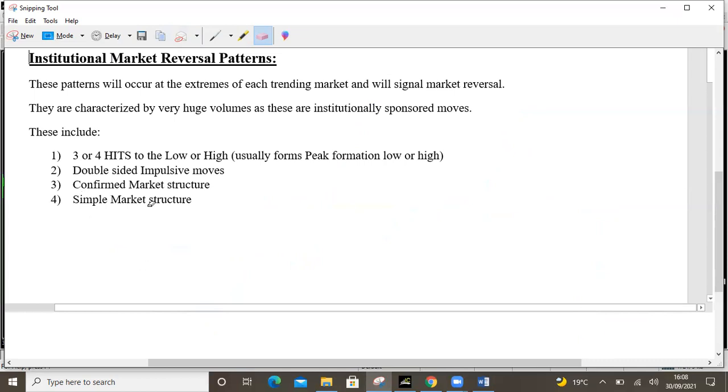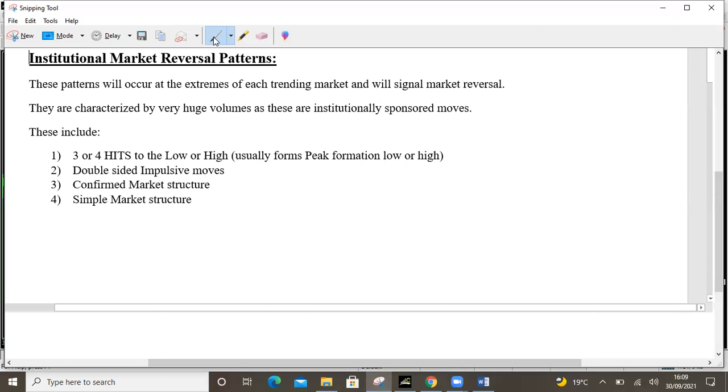Then we have the confirmed market structure. Now, confirmed market structure. In the last video, we talked about market structure. Market structure is basically where if you're on a buying cycle, the market is giving you higher highs and higher lows. If you're on the selling cycle, the market is giving you lower lows and lower highs. So that is basically what we call market structure.